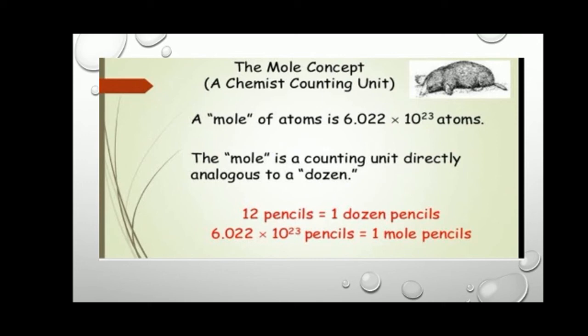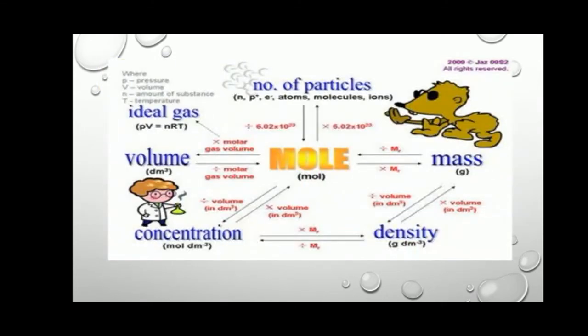Have a look at another example, students. We know that 12 pencils, we can say 1 dozen pencils. Similarly, we can say 6.022 multiply 10 to the power 23 pencils is 1 mole of pencils. Now look at this interesting picture here on your screen. This gives the number of particles. So many students remain confused. What is this number of particles?